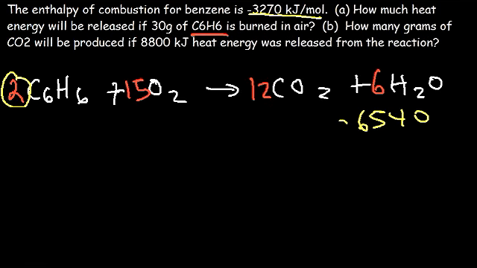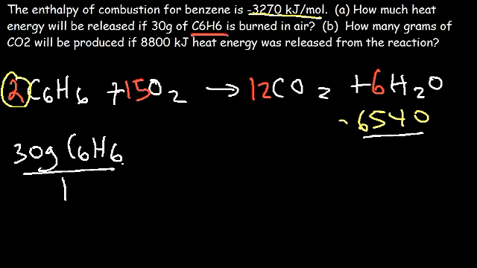So now that we have the energy that's associated with this reaction, we can answer the question in part A. How much heat energy will be released if 30 grams of benzene is burned in air? So what we need to do is convert grams to kilojoules. So let's start by converting grams to moles. So we need to find the molar mass of benzene.